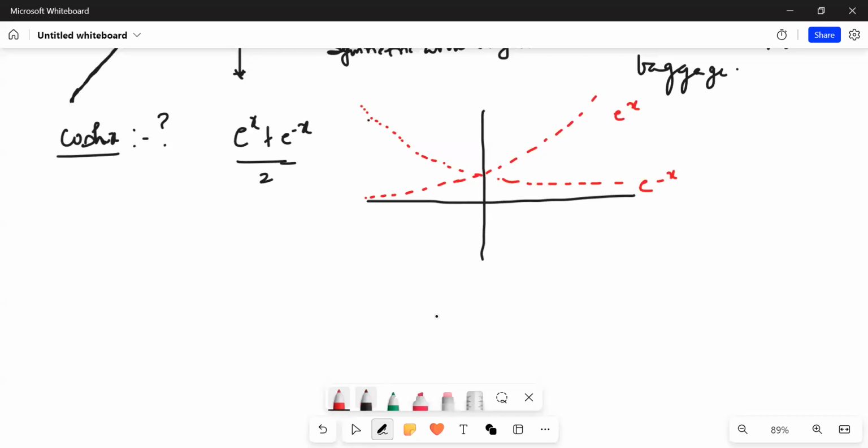Okay. Now you see, this is at x equal to 0. These two are meeting at the juncture at x equal to 0. At x equal to 0, both of them are at 1.